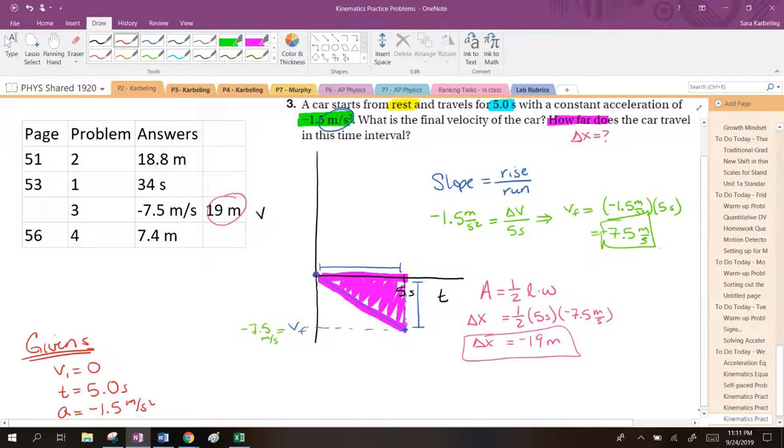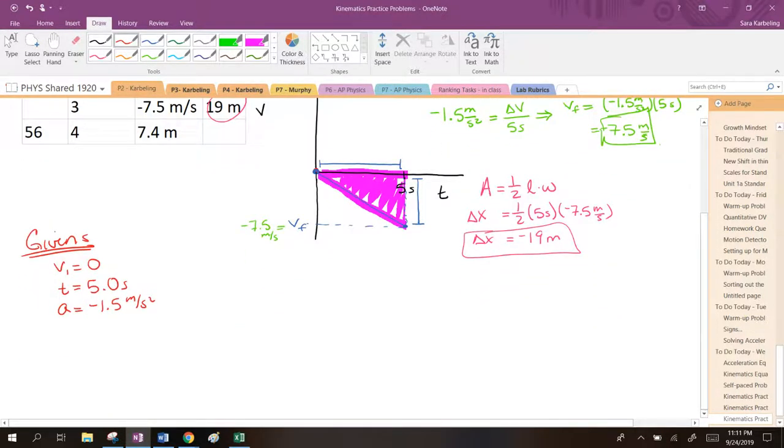And the first part asks, what is the final velocity? So I'm going to go ahead and write VF equals question mark. I'm going to write that as part A. And then just to remind myself, part B, delta X equals question mark, we can solve as well. All right, so we're going to go ahead and do part A. So we've got VI, VF, T, and A.